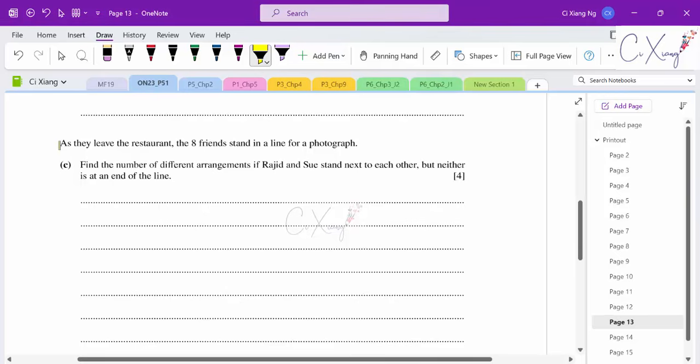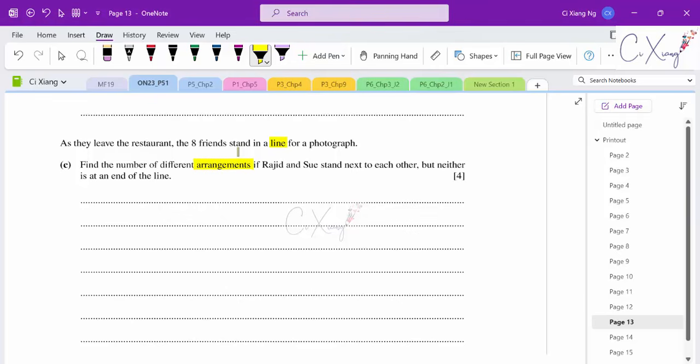Now, as they leave the restaurant, they want to stand in a line for a photograph. Find the number of different arrangements. Highlight the keyword "arrangement" again. So this is about permutation. Now Rajit and Sue must be standing next to each other, but they don't want to stand at the end of the line. So this is another restriction. Because of this restriction, we have to arrange them lastly so that they will not be at the end.